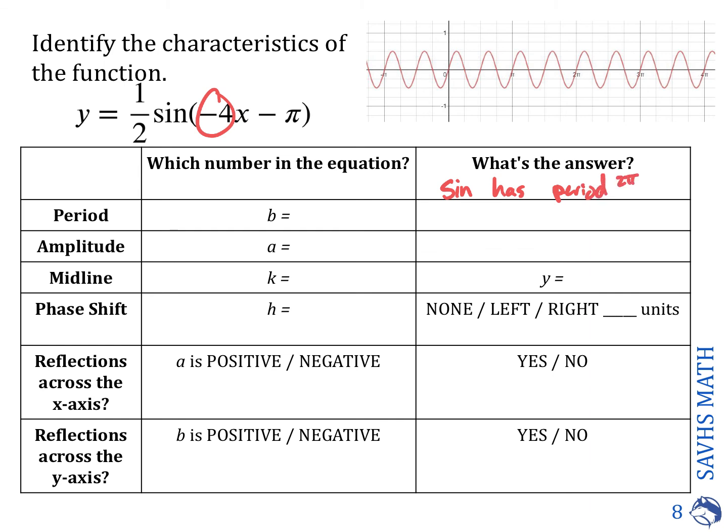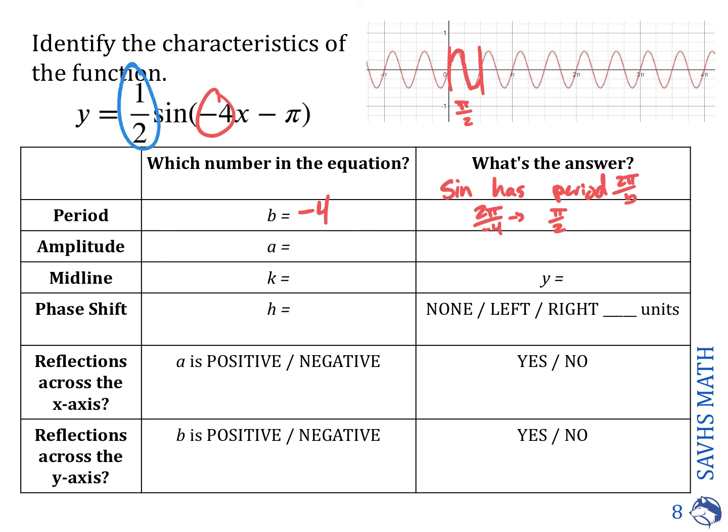2 pi over b. And so our b is -4, so our period is 2 pi over -4, which would be negative pi over 2. The thing about period, though, is that it's a distance, and so we can just erase this negative. So our period is pi over 2. We can see that that happens because right here to right here is one repetition of the sine graph, and it happens in pi over 2 units.